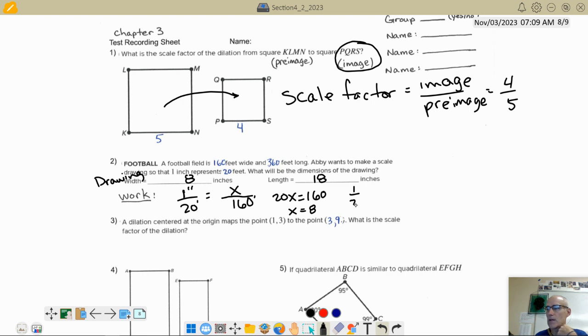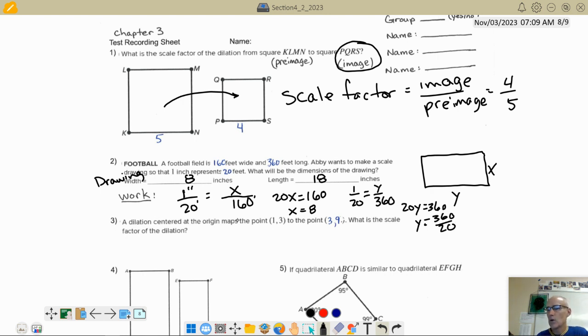If you don't like that, you could just set up another scale factor like this. I know I'm using x twice, which might be bad form on my part. So if you made a drawing, which I've been advocating, and you said, okay, x is going to be the width and y is going to be the length, then maybe you want to change this x right here to a y. And then when you cross multiply, you get 20y equals 360. And then you divide both sides by 20. See how we're taking the dimensions of the football field and dividing by 20.